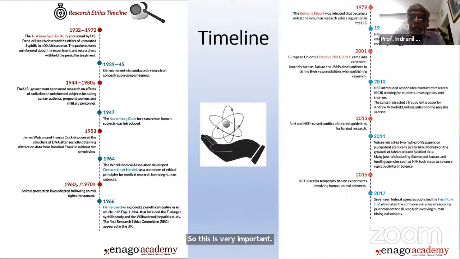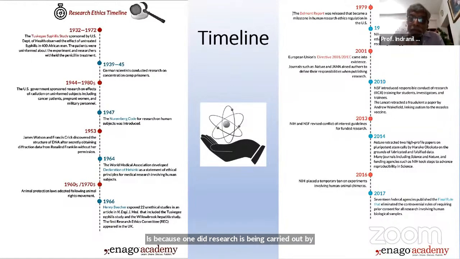And by 2013, the conflict of interest guidelines came in. Again, look at this funded research. Why I am putting a lot of stress on this is because funded research is being carried out by utilization of public money, and therefore it is mandatory.